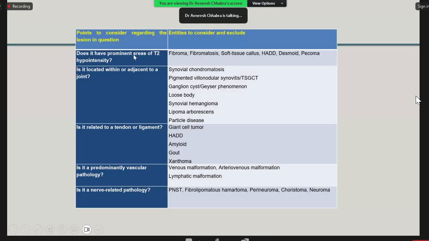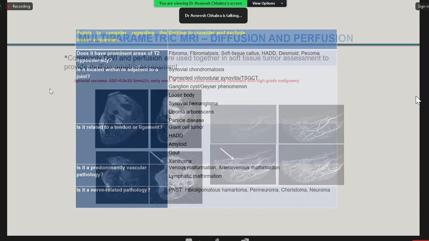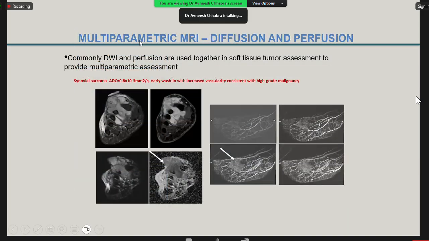Is it predominantly T2 dark, or adjacent to the joint or tendon or ligament or vessel or nerve? So again, these differentials guide me. And this is in my papers also. You can read that, how to exclude sarcoma. There's a paper in AJR. And try to do multiparametric imaging because soft tissue tumors are hard. So you want to do diffusion imaging. It helps you a lot.